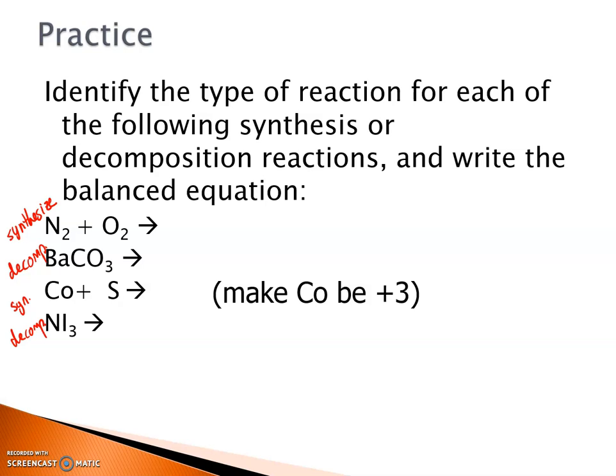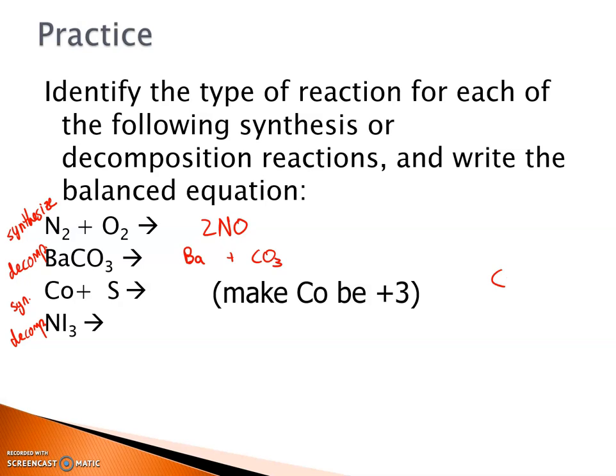Nitrogen plus oxygen as a covalent compound is NO. And so to balance that, we just write a 2 in front of the NO. The next thing we have is barium carbonate. And barium carbonate is going to split apart. It's going to give us barium, and it's going to give us the carbonate, CO3. Now, neither one of those is a diatomic molecule, so it actually ends up being balanced right there.